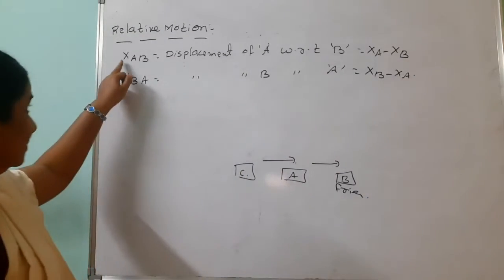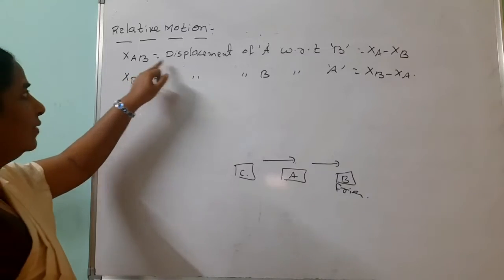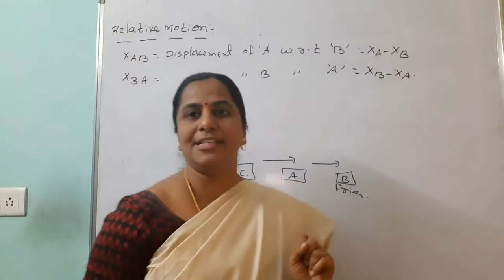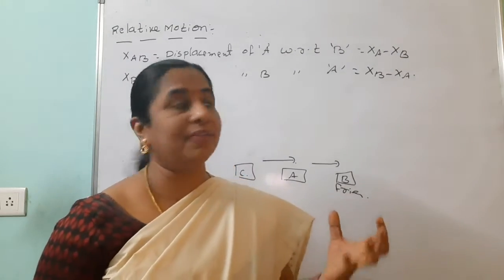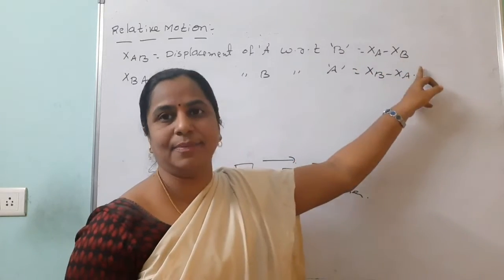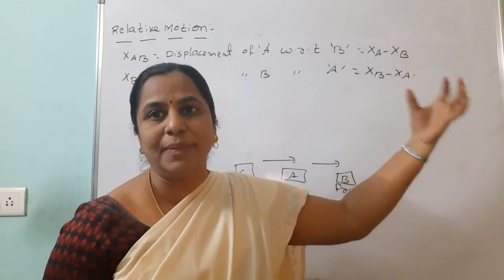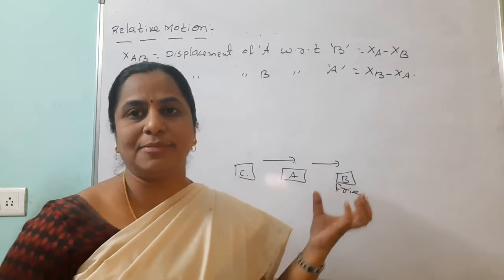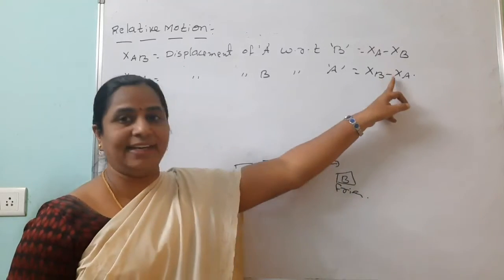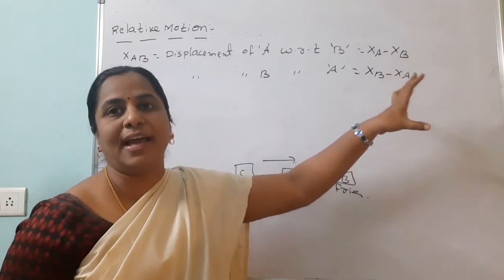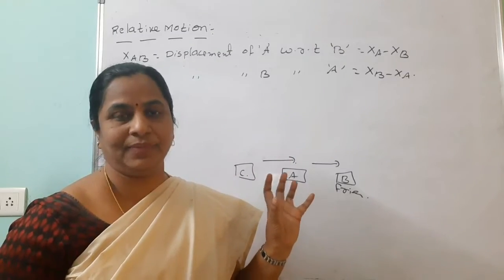Here I have written XAB. What is XAB? Displacement of A with respect to B, we write XA minus XB. Like that, XBA is the displacement of B with respect to A, and we write that expression. But both have the same magnitude.